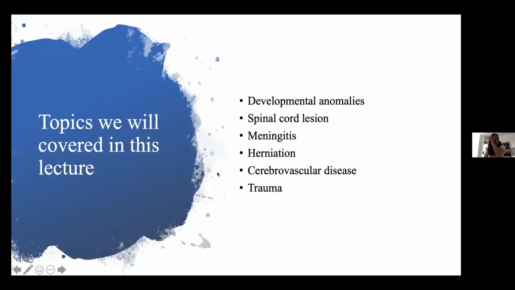So the topics we'll be covering in today's lecture are some key developmental anomalies, some spinal cord lesions, meningitis, herniation, cerebrovascular disease, and tumors. I'm really trying to hit the high points that will be covered during board exams. There's a lot of nitty gritty when it comes to neuro, but we'll try to hit the high points. And if you have any further questions, you can email those to me, and I can include them in my next lecture as well.